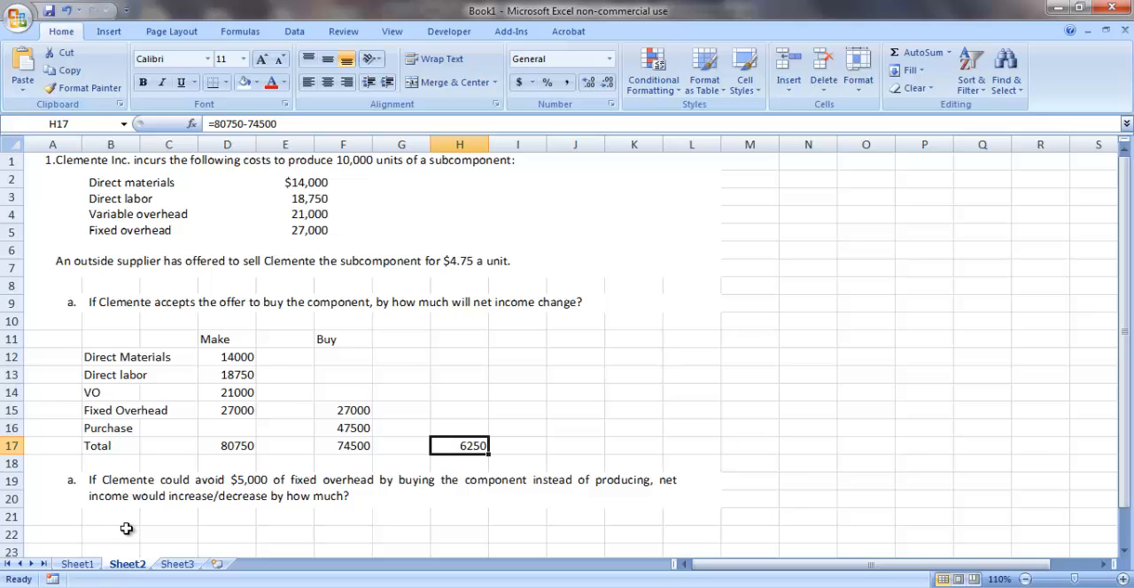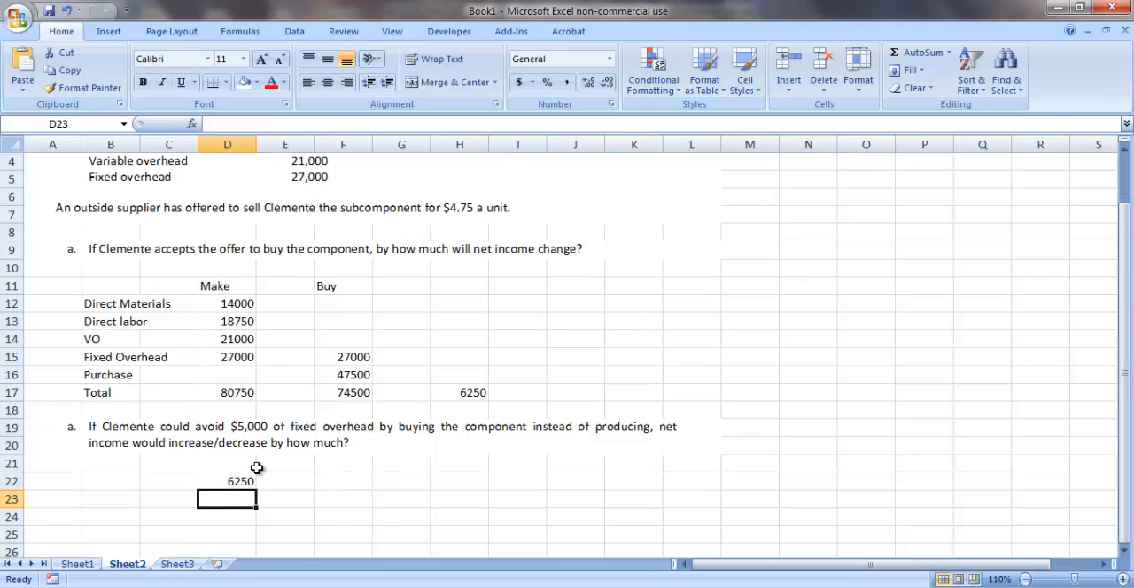Part B here asks if Clementi could avoid $5,000 of fixed overhead by buying the component instead of producing, net income would increase or decrease by how much? Well, in that case, all we're saying is my initial difference of $6,250 from Part A would actually get a bump of the $5,000 savings in fixed overhead that I'm going to realize from buying the component from the supplier. So my net difference will be the sum of those two, or $11,250.